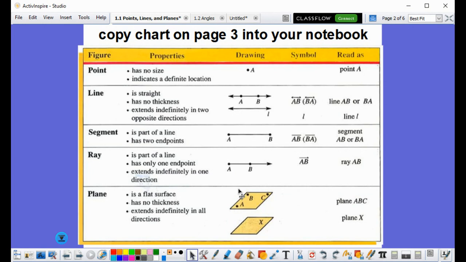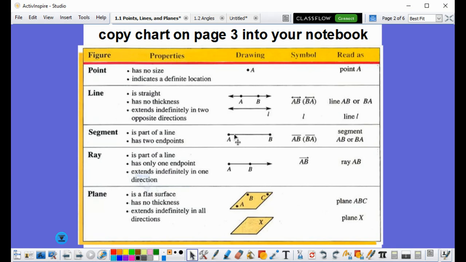So please take note of all the things that the chart says about what a point is. It has no size. It basically indicates a location. Lines are straight. They have no thickness, and they extend indefinitely, which means basically they go on forever. Pretty easy stuff. A segment is simply a piece of a line or part of a line. It has two endpoints, so we actually have a definitive length of a segment. So lines, they go forever. Segments are just a piece of a line.